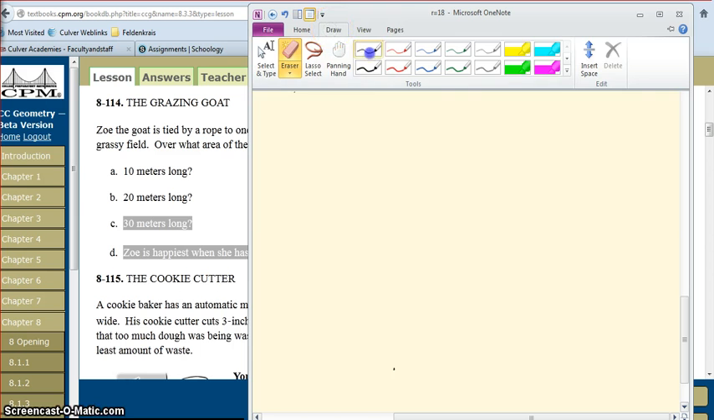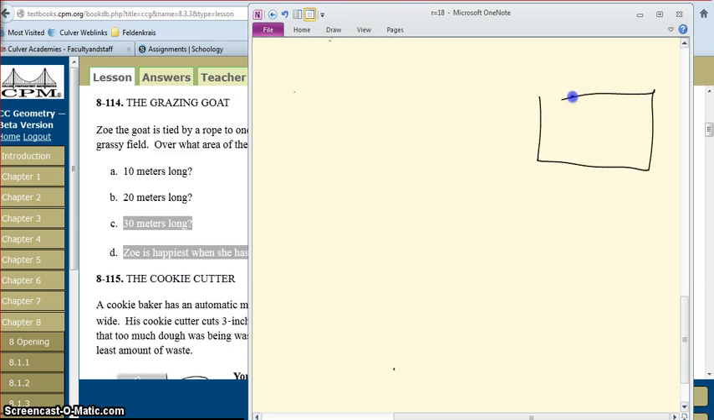Alright, for C, same thing. Set it up. 25, 25, 15, 15. You know, those are 90-degree angles right there. She has 30 meters of rope. All right, Zoe is gonna get pretty fat today. So how far can she roam? She can roam up here.